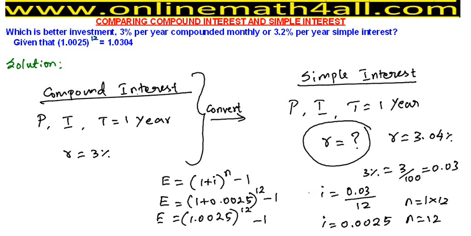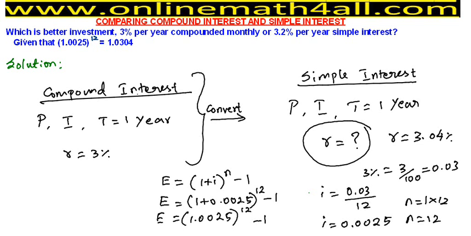So students, now we have converted the first investment, the compound interest, into simple interest. The second one is already in simple interest. Now both the investments are in simple interest. Actually the first one was in compound interest, but we have converted it into simple interest. Both the investments are in simple interest, so now easily we can compare.